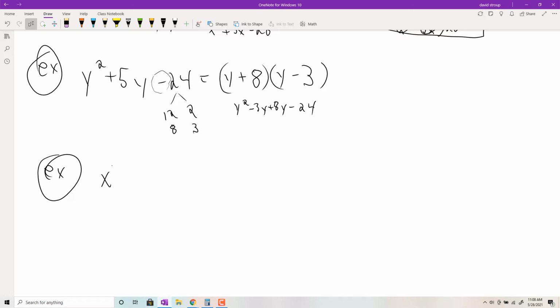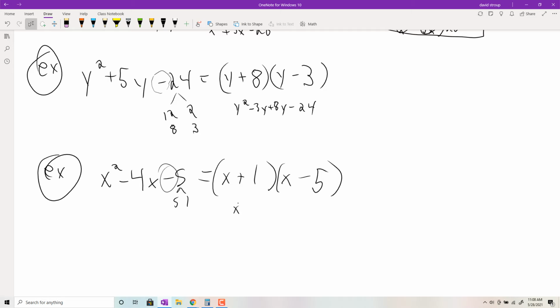Let's try x squared minus 4x minus 5. Again, this one here is negative, so automatically it's going to be a plus minus scenario. Then you want two numbers that multiply to 5 and subtract to 4. So 5 and 1. There's only one possibility. I need the bigger number to be negative. So the first, x squared; the outer, minus 5x; the inner, plus x; the last, minus 5. And that works.